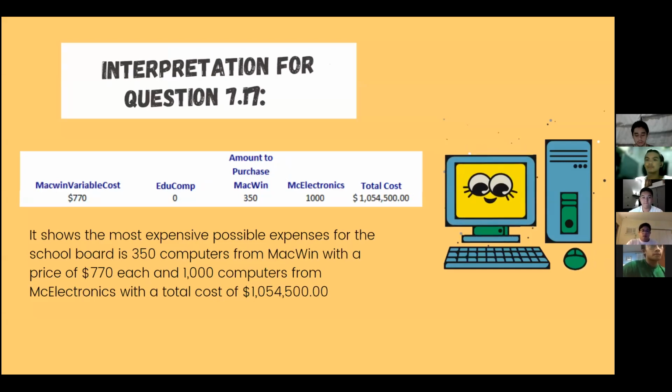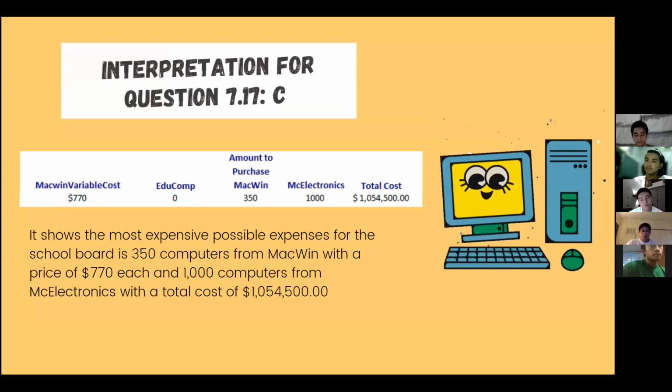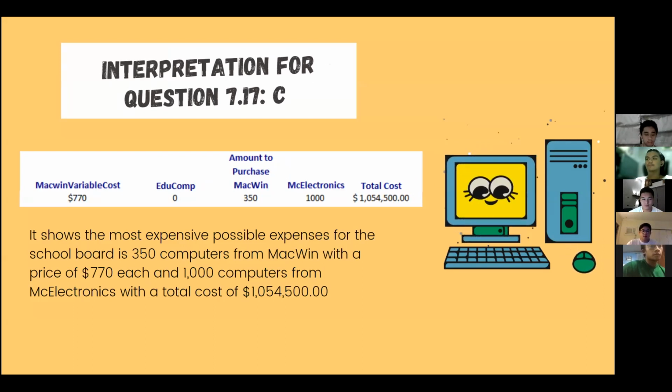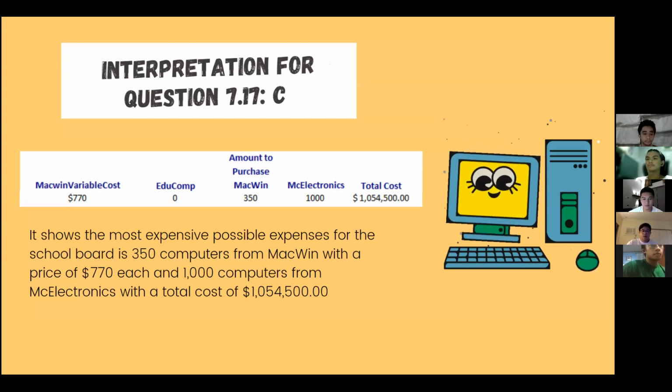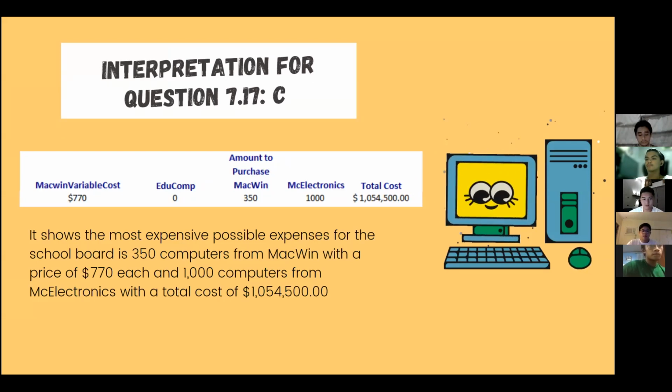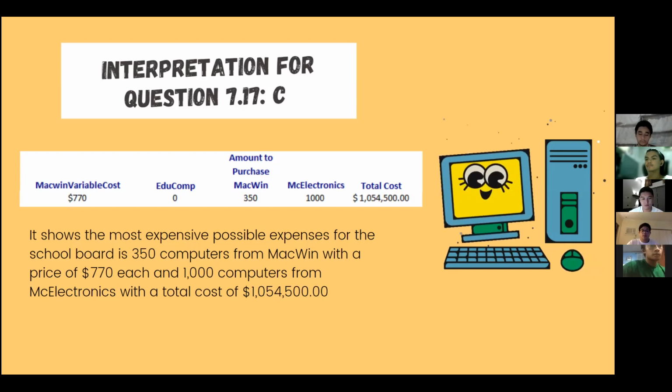The last slide showed the cheapest possible expenses. This slide shows the most expensive solution for the school board, which is for them to purchase 350 computers from Macwin at the price of $770 each and 1,000 computers from Mac Electronics, with a total cost of $1,054,500. This solution would cost them $38,500 more than the other solution, which is not advisable if their goal was to formulate a minimum cost plan. Next slide, please.